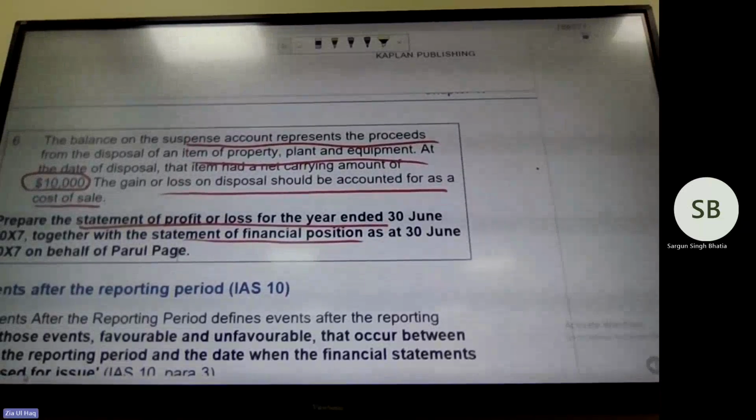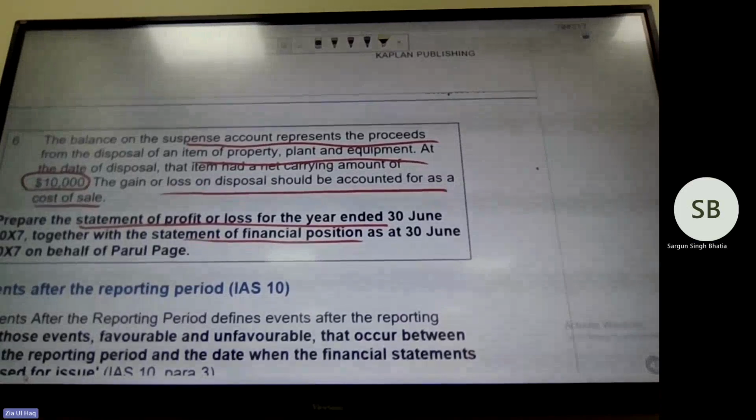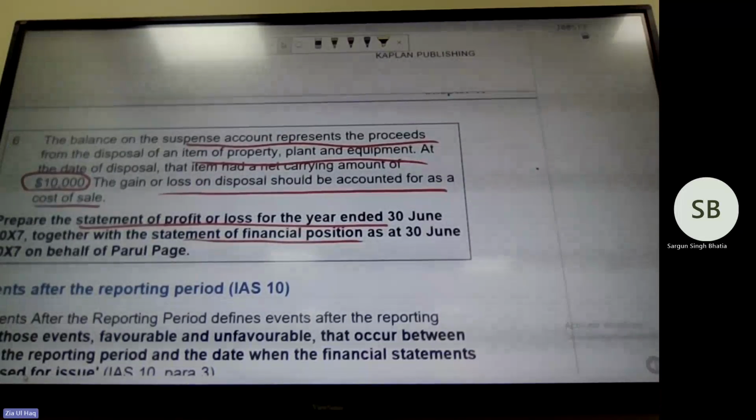And you have to attempt these three questions, and you have to WhatsApp me the pictures of all these three questions, please.